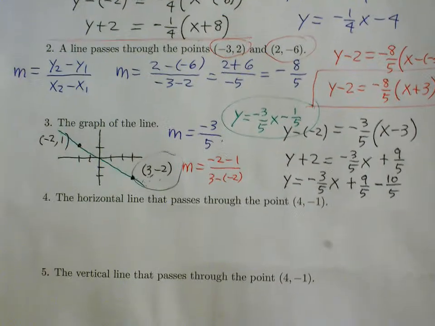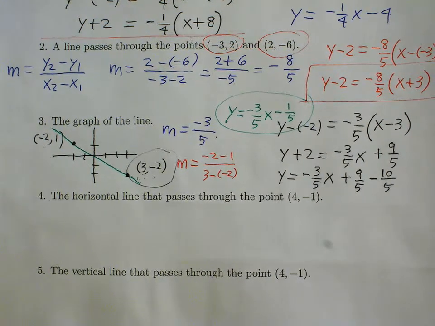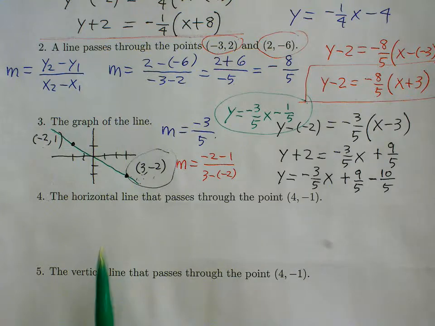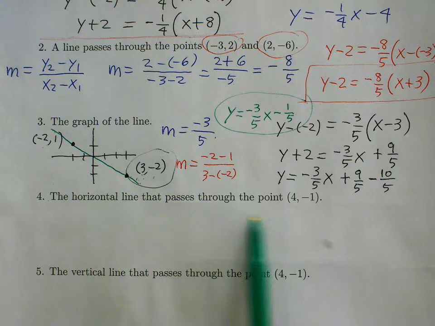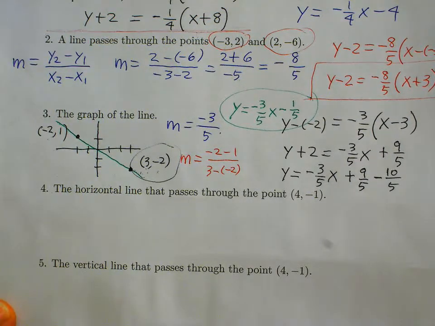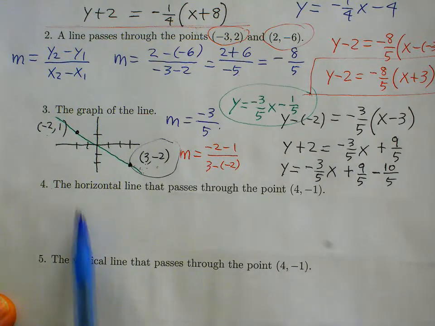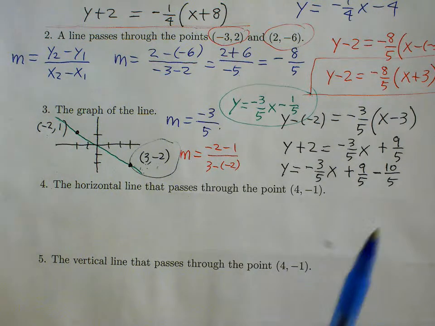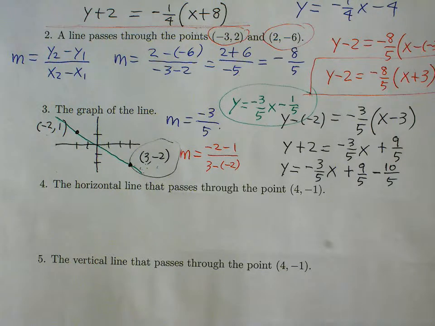Okay, the next problem, number 4, find the equation of the horizontal line that passes through the point 4, negative 1. Well, there's one way to go about it. You can remember that in the xy plane, equations of horizontal lines always have the same form. We talked about that before, a few days ago.